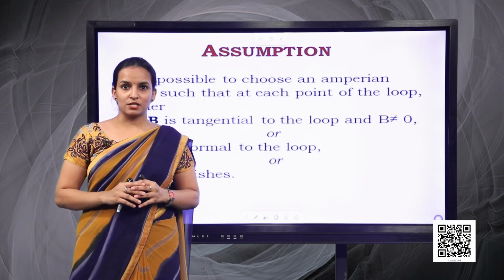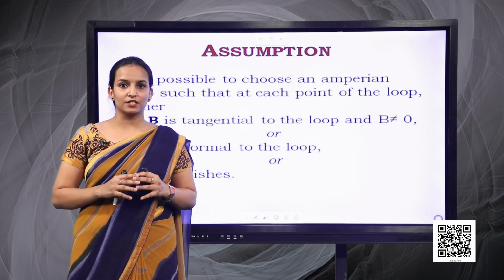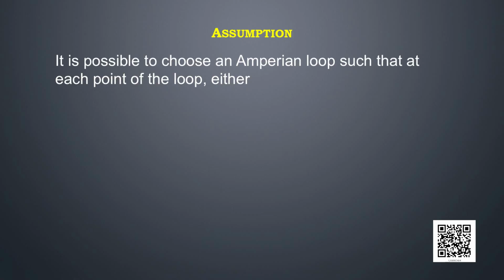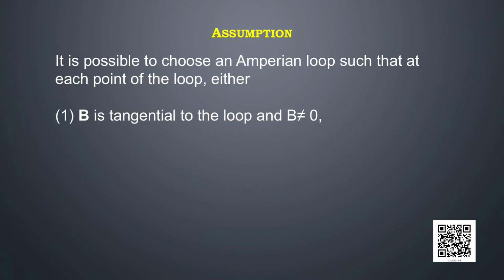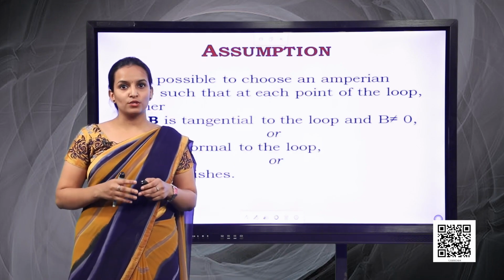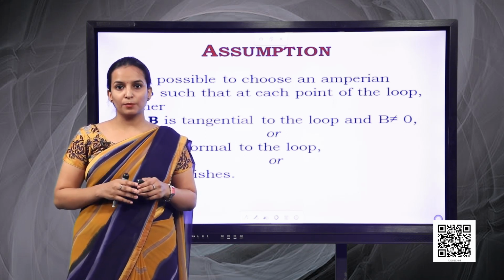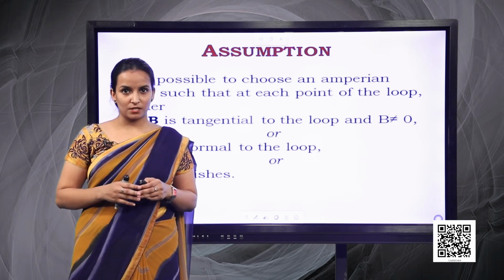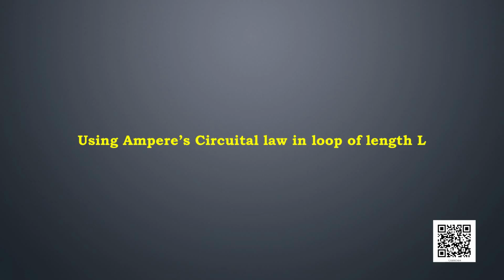For several applications, a much simplified version of Ampere-Circuital law proves sufficient. In such cases, we assume a loop called an Amperian loop, and it is chosen in such a way that at each point of the loop, B is tangential to the loop and is a non-zero constant B, or B is normal to the loop, or B vanishes. Any of these conditions should be there to choose an Amperian loop. We are going to apply this concept to find the magnetic field due to different magnetic systems. Let's discuss some cases and see how we can apply Ampere-Circuital law.